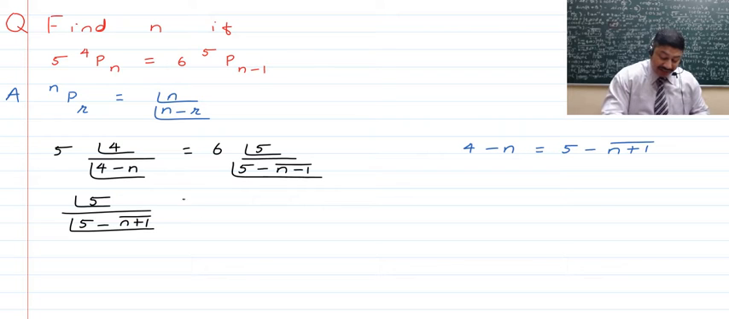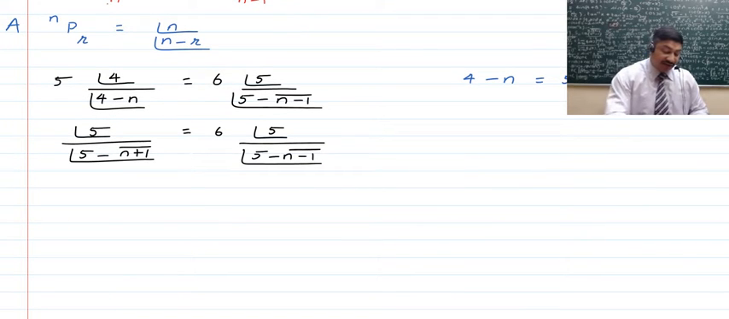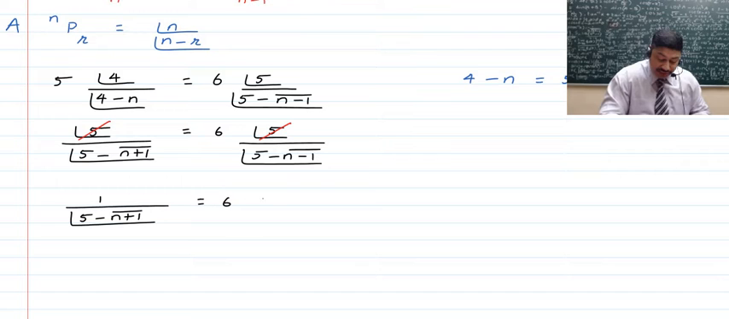Now next, on the right hand side, we will have 6 times of factorial 5 divided by factorial of 5 minus n minus 1. Now children, here factorial 5 will get cancelled from both the sides, right? And then we will solve the rest. So now we have 1 upon factorial of 5 minus n plus 1, which is equal to 6 upon factorial of 5 minus n minus 1.